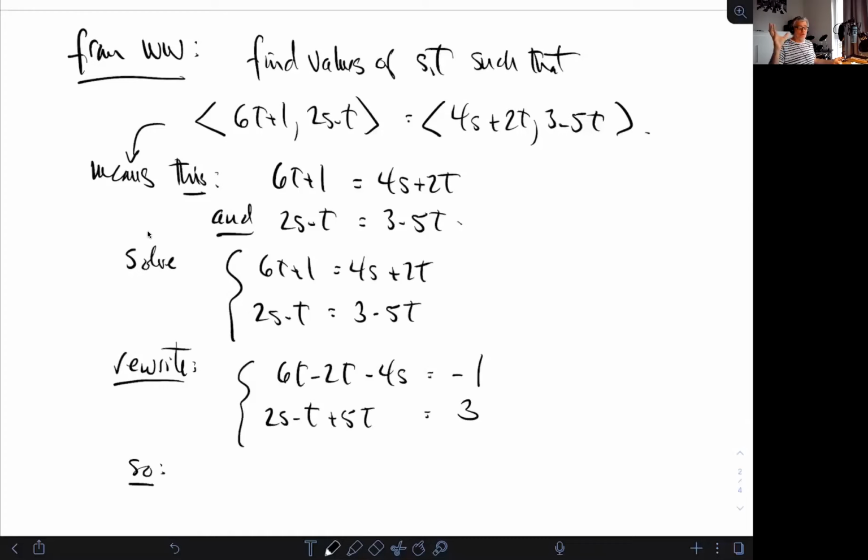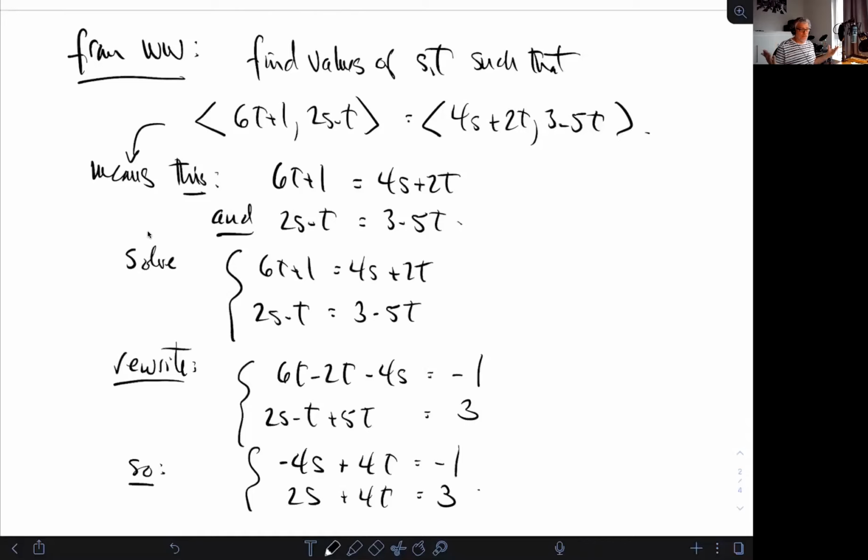Then I'm going to put all the variables together. So 6t minus 2t, I'll put s and then t: minus 4s plus 6t minus 2t, this is 4t, equals minus 1. 2s plus 4t equals 3. So you see that you have a system of linear equations, two equations, two unknowns. So you can do it.